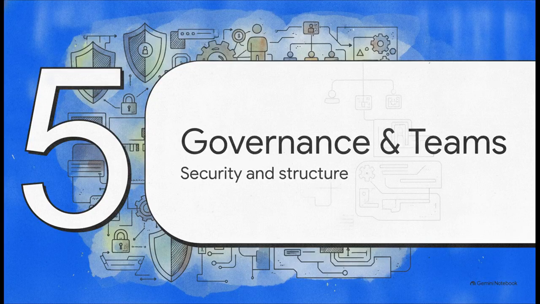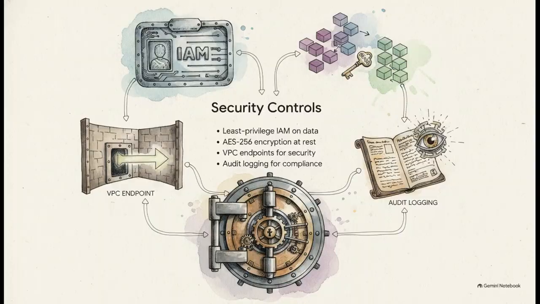Let's move to Section 5, Governance and Team Structures. Because at the end of the day, none of this shiny new infrastructure matters if it isn't secure and managed correctly. You absolutely have to lock down your training environments with stringent security controls. No exceptions. This means enforcing least privilege IAM access on all your training data and endpoints. You need AES 256 encryption at rest and TLS in transit. You also need VPC endpoints to strictly prevent data exfiltration right alongside comprehensive audit logging with long-term retention to ensure you're fully compliant with regulatory audits.